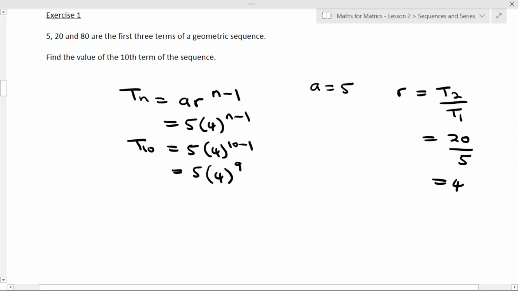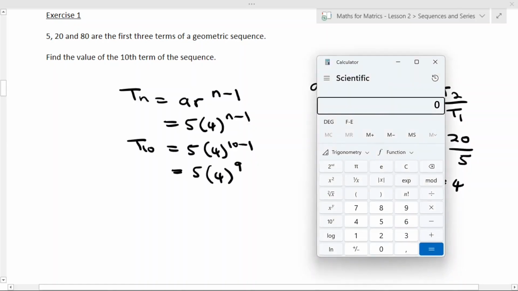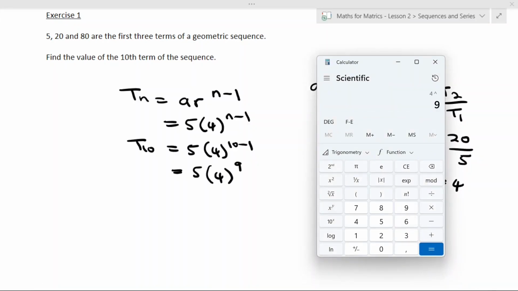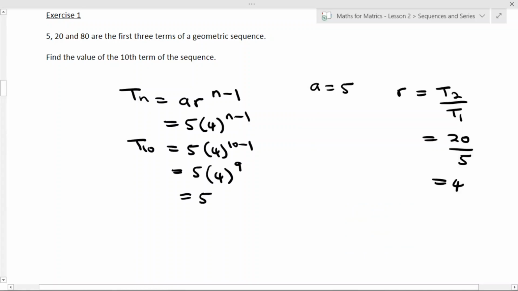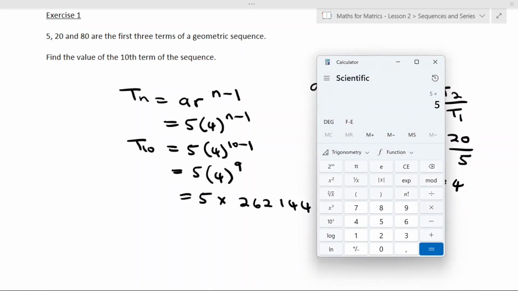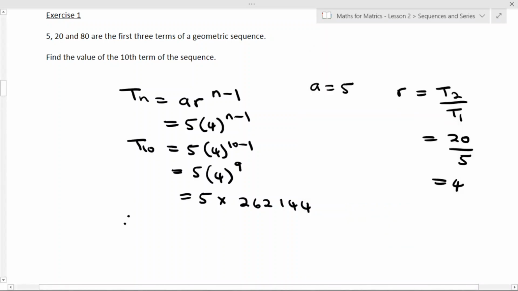10 minus 1 is 9. 4 to the power of 9 is 262,144. And 5 times 262,144 is 1,310,720. Therefore, term number 10 is equal to 1,310,720.